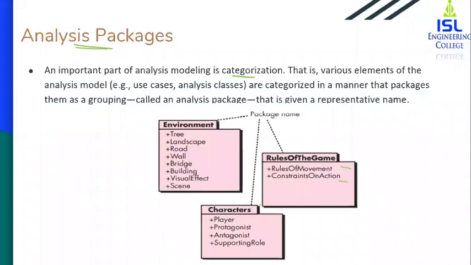For characters within the game, you can have different players, protagonists, antagonists, and different supporting roles. So these are different packages. So what are these analysis packages? These analysis packages are the various elements of the analysis model. For example, you can have different use cases and analysis classes. From these use cases, you can identify the different actions and you can group them into one particular package. And this grouping is called your analysis package, and you're going to give a representative name to it.